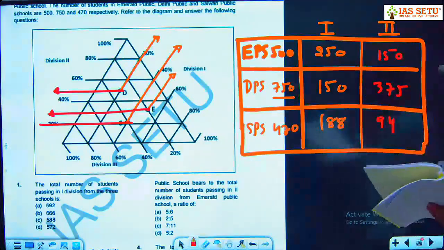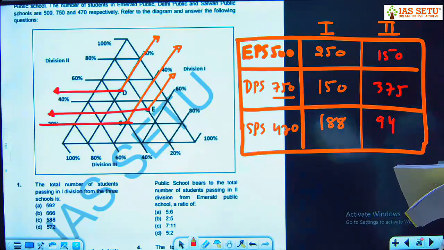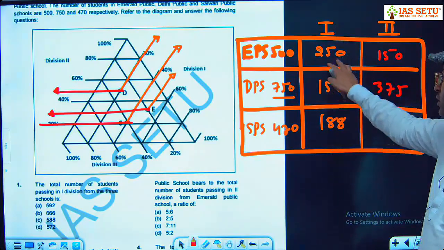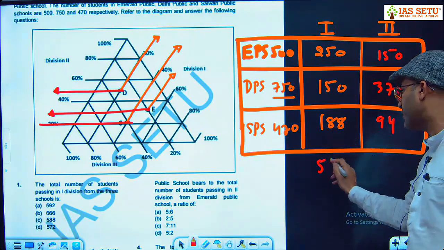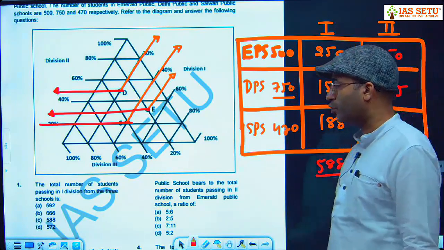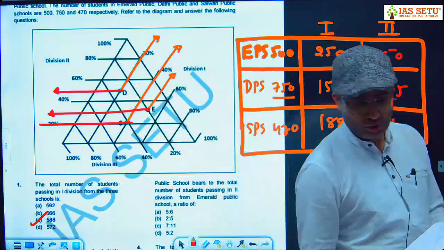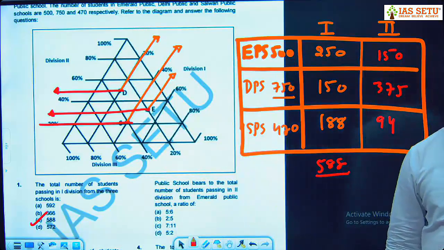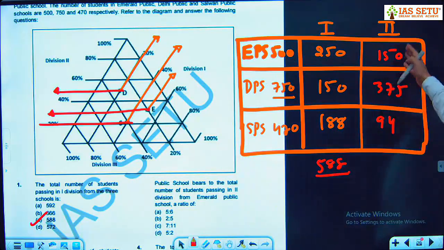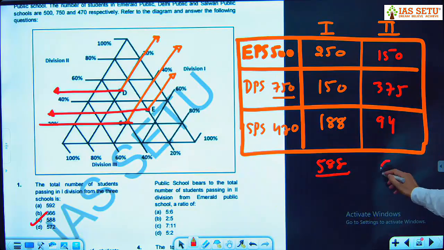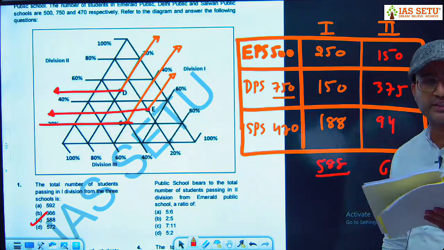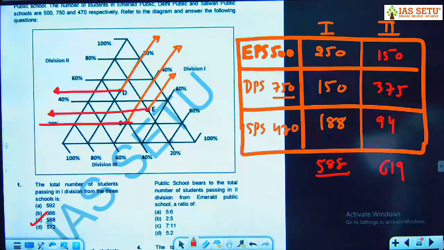Question number 1. Total number of students passing in first division from 3 schools. You take this total, 400 plus 188, 588. So question number 1, your answer is C. Question number 2, total number of students passing in second division from 3 schools. You have to take this total. It will come 619. Question number 2, your answer is D, 619.